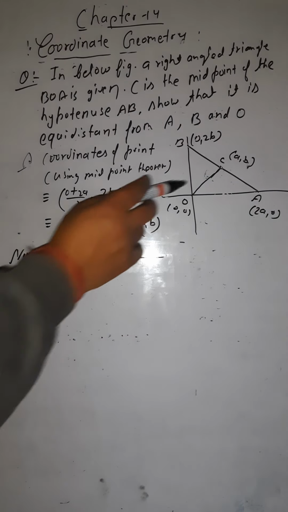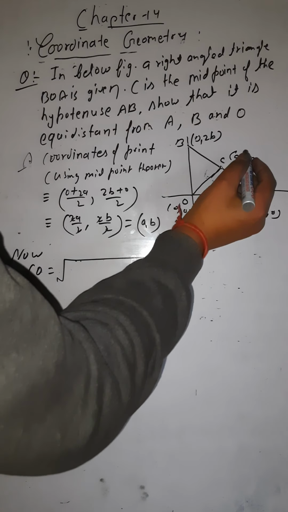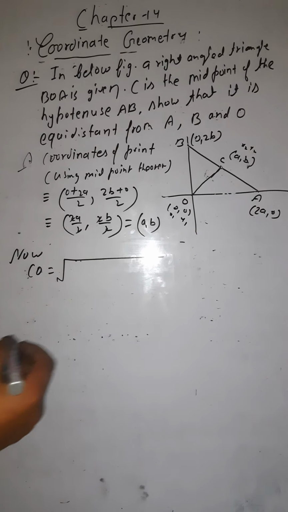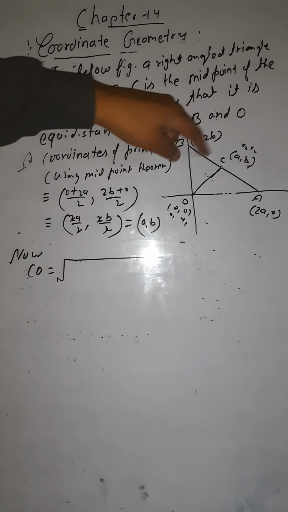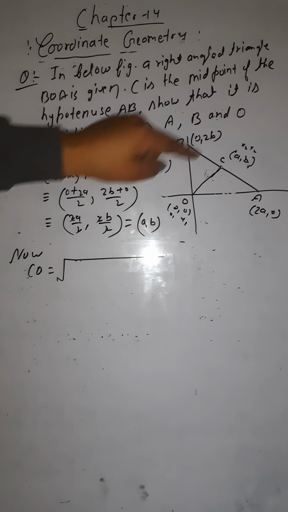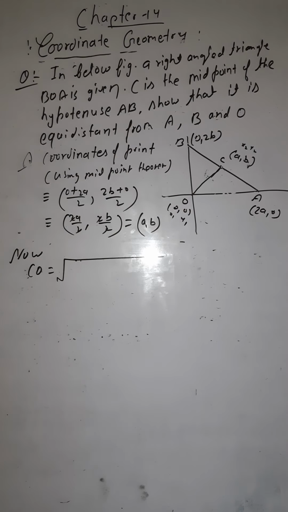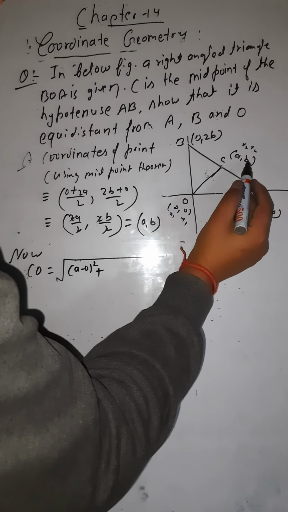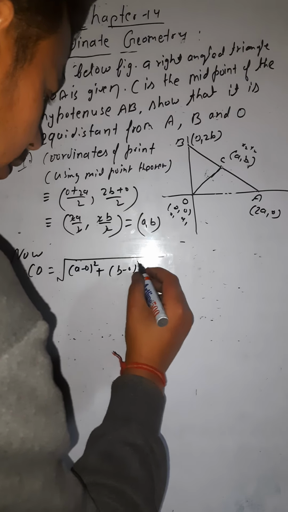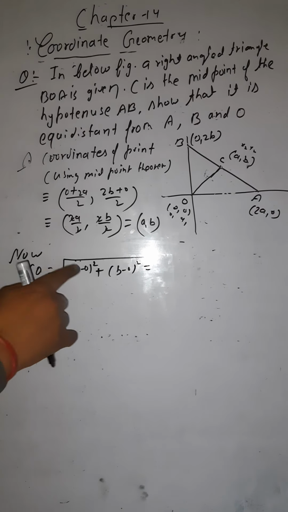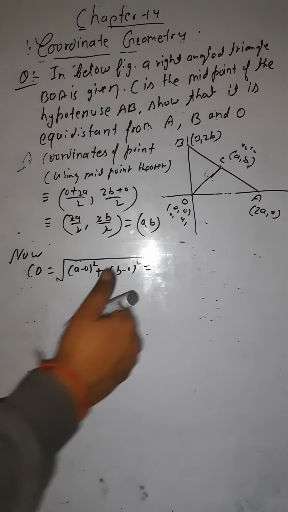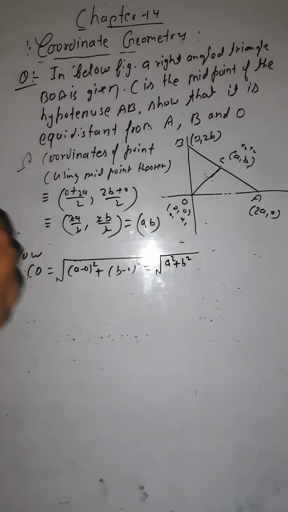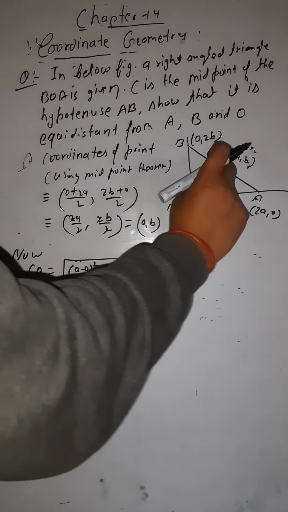Can you tell me? Yes. CO. Let's say these are x2, y2 and this is x1, y1. Okay. So the distance formula says that CO should be equal to under root x2 minus x1 whole square plus y2 minus y1 whole square. So x2 is a minus 0 whole square plus b minus 0 whole square. So this would be equal to a square plus b square. So the answer is under root a square plus b square. Are you getting this? So this is the distance CO.